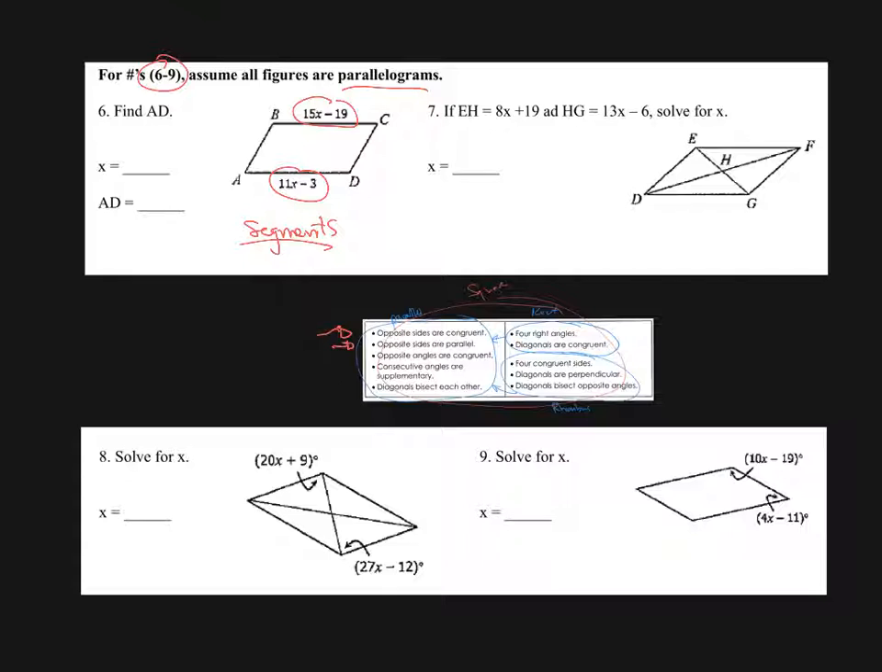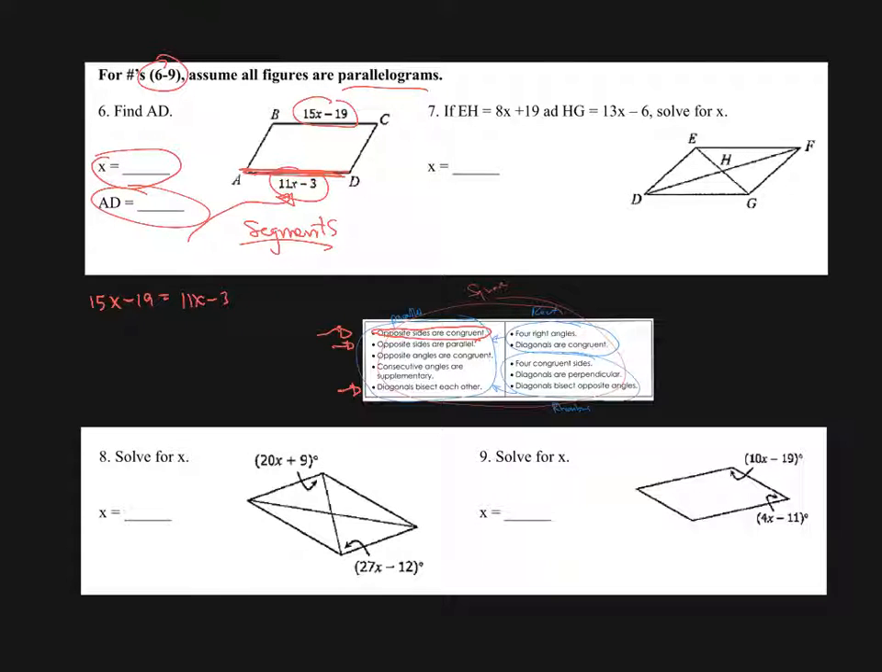What other segment stuff is in here? Diagonals bisect each other. Well, these aren't diagonals, they're opposite sides, and opposite sides are congruent. So I'm going to use 15x minus 19, set that equal to 11x minus 3. And I'm going to solve for x, and I'll have that part. And then it says that it wants the length of AD for a final answer. So I suppose I'm going to substitute x in for there, and I'll get my AD answer.